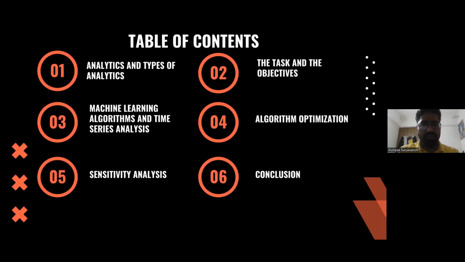So this is the table of contents which I'm going to present today. First, we are going to see the analytics and types of analytics. Then we are going to see the task given to me and the objectives of what the task consists of. Then we are going to see the various machine learning algorithms applied and the time series analysis, then algorithm optimization, then sensitivity analysis, and finally we'll see the conclusion.